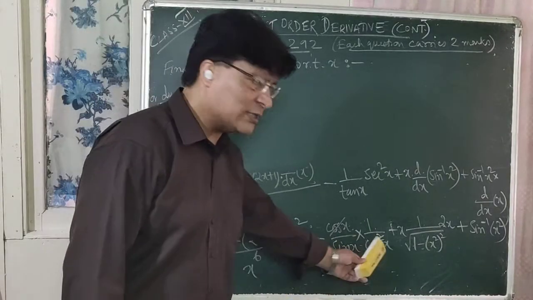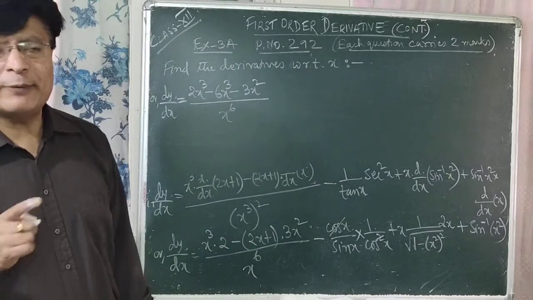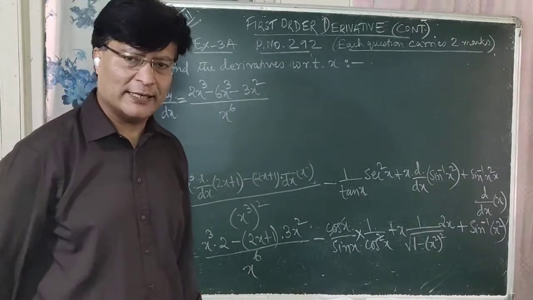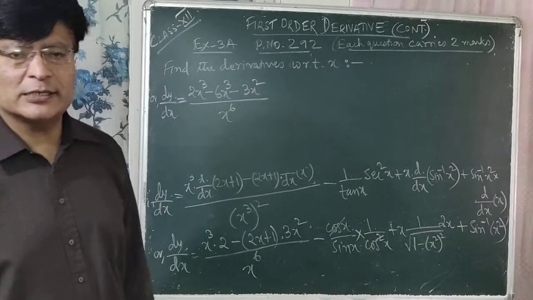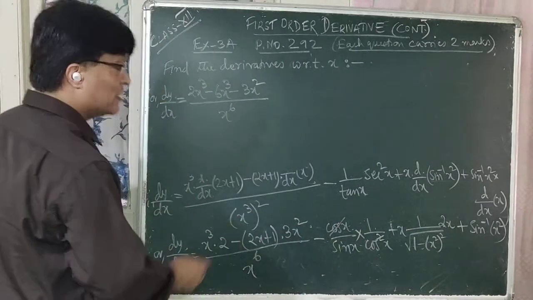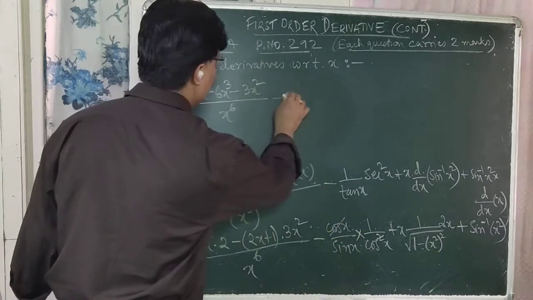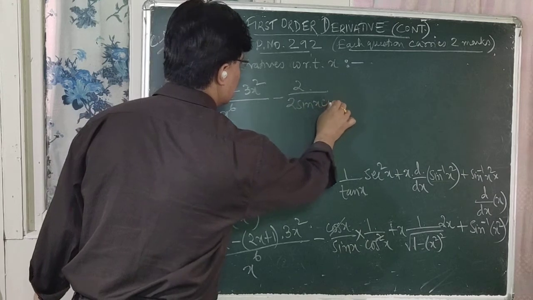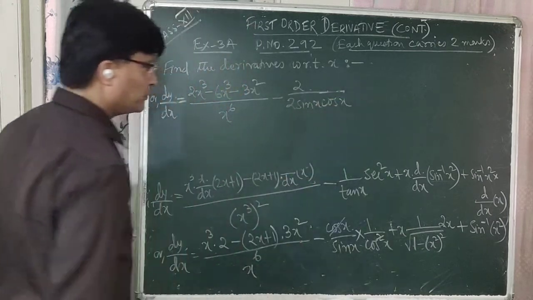But if there is sin x into cos x, if you multiply that sin x into cos x by 2, you can use the formula from multiple angles. That is 2 sin x cos x is equal to sin 2x. So let us multiply both numerator and the denominator by 2 here, right? So 2 upon, it is 2 sin x cos x, right?